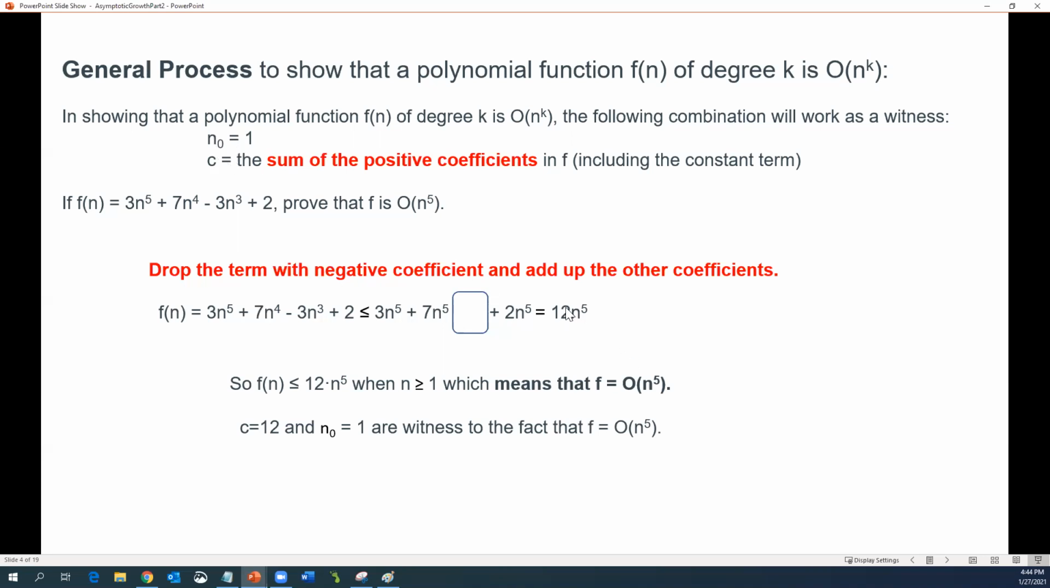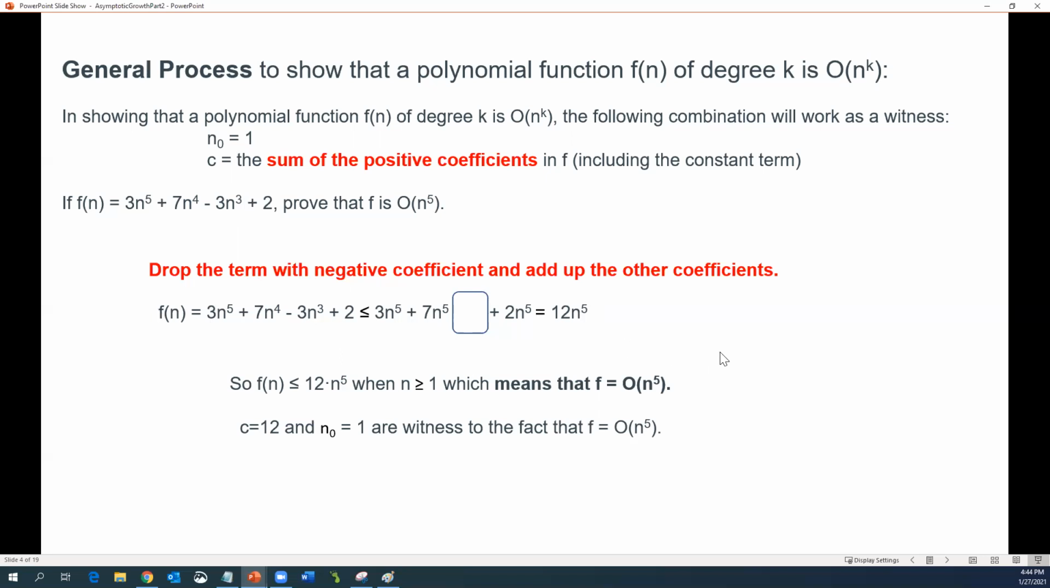And then did our constant that we found end up following this rule? It says the sum of positive coefficients. Well, we look here and say 3, 7, and 2. Yep, 12. So if we knew this rule, you could go straight down here and say, okay, yeah, it's O of n to the fifth, and C is 12, and n naught is 1, based on these rules. But I do want you to be able to go through this process and show me, for the test, I want you to show me how you know that.